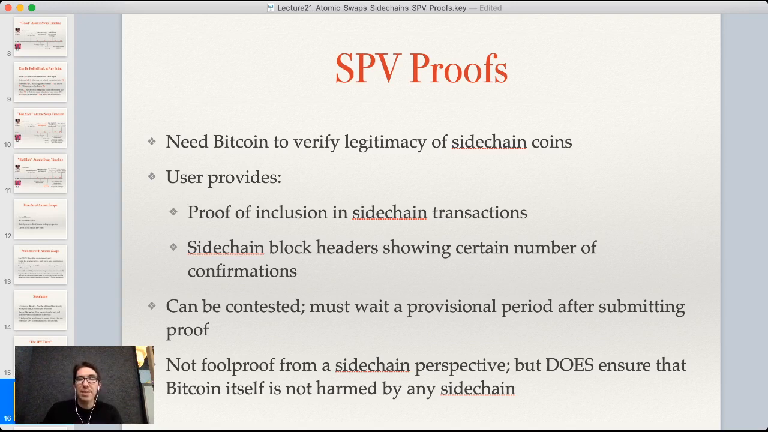But generally, this is something that we have to be able to contest, because by using SPV, there always could be an argument, right, that we're not looking at the latest or the correct canonical chain. So this isn't foolproof, but it does ensure that any sidechain won't be able to hurt Bitcoin itself. Rather, we could have a problem with Bitcoin causing a problem for the sidechain, but that's much less likely to occur. We're sort of piggybacking on that incredible security that Bitcoin provides.